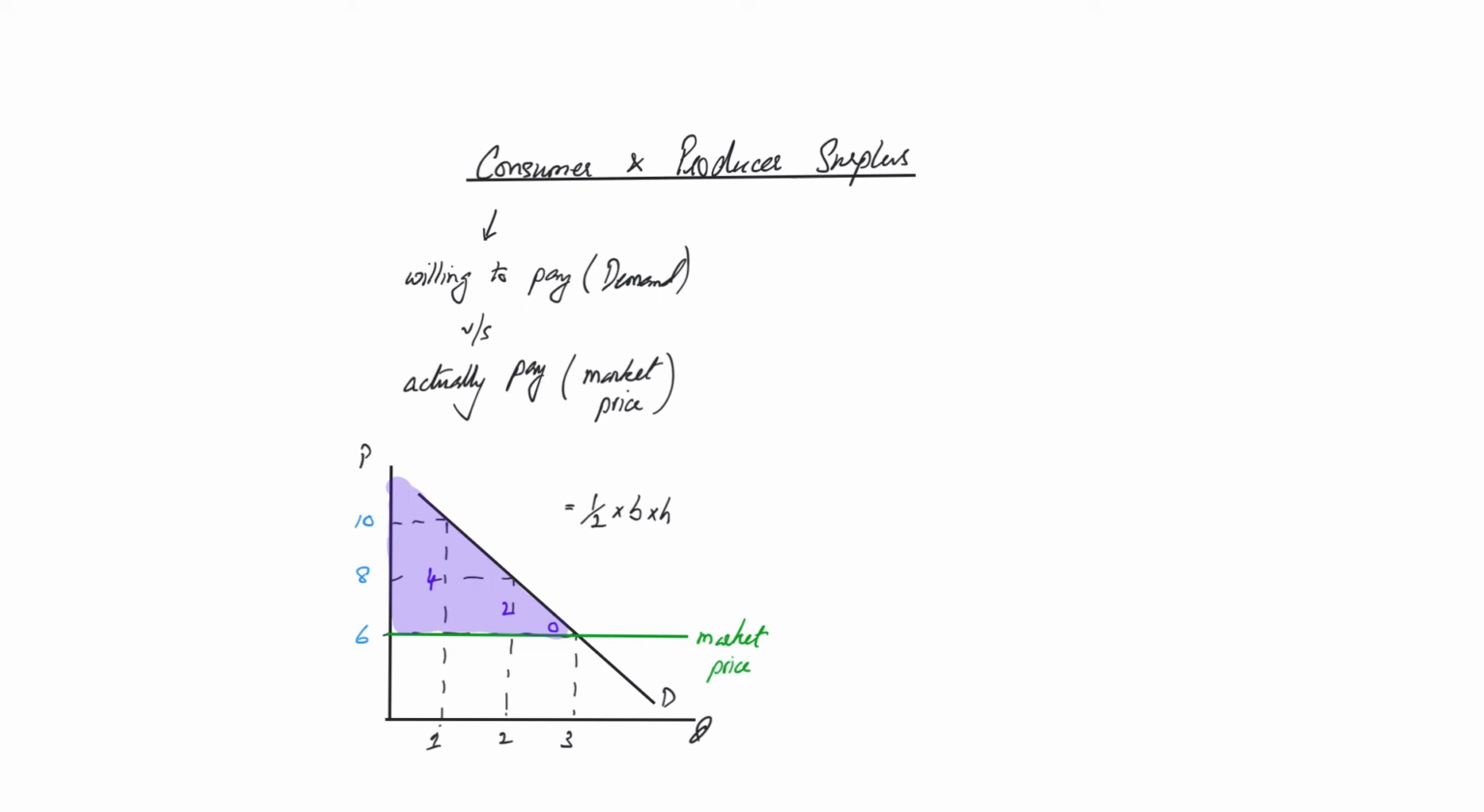If in any case the price is to go up, let's suppose the price goes up to 8. In that case, what has happened now is that the willingness is 10, what they're actually paying is 8, so only a surplus of 2 here, and a surplus of 0 here. So if the price was to go up, the new consumer surplus is this small triangle above the market price.